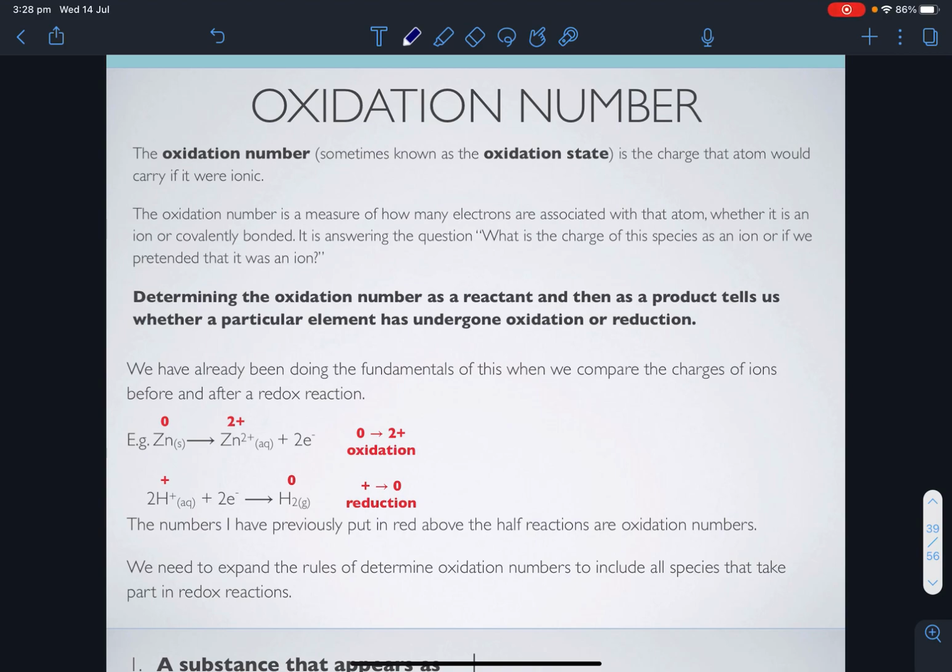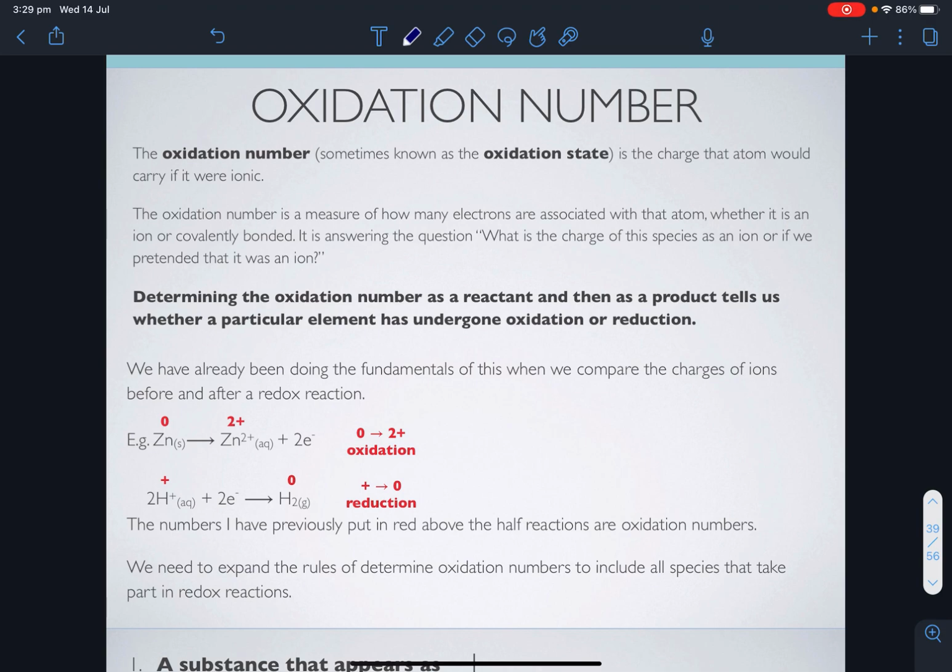Year 11, one easy tool that we can use to help us with redox equations is determining something called an oxidation number. It's sometimes called the oxidation state, and it's a positive or negative number that tells us something. It's kind of answering the question, if this was an ion, what would its charge be? Okay? It's pretending. It's very powerful though.